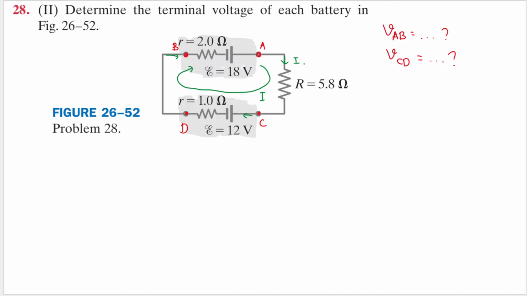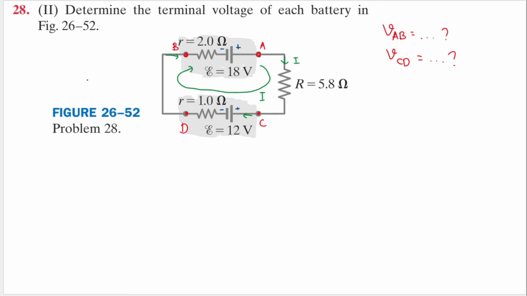Okay. Now, what we can do next is label the polarity of each component. For the battery, we have the long one here as the positive terminal, and the short one here as the negative terminal. Okay, and the same for this battery here. The long one is the positive terminal, and the short one is the negative terminal.